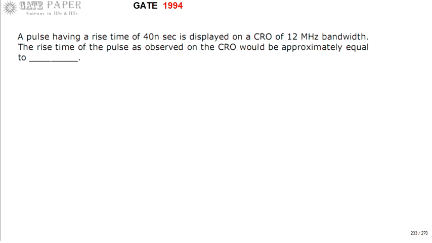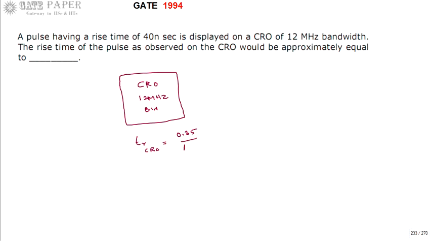So the answer for this question: first, it is given that the CRO has 12 MHz bandwidth. So what is the meaning of this? From this 12 MHz bandwidth we can calculate the rise time of the CRO. Rise time is indicated with TR. Rise time of the CRO can be calculated, which is nothing but 0.35 divided by bandwidth.